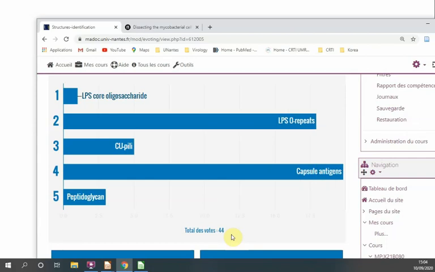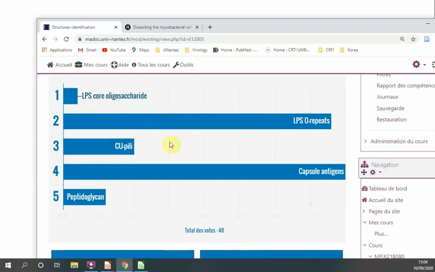Okay, yeah, so basically, yes, you're right. LPS O repeats, correct. Capsule antigens, correct. Peptidoglycan, no, it's not useful because it's highly conserved. All gram-positives, all gram-negatives have it. It's not going to help, okay? It's pretty much the same for every type of bacterium. That's the same kind of problem for the LPS core oligosaccharide. It's highly conserved, certainly by different species within the same genus. So it's not really going to be very useful.